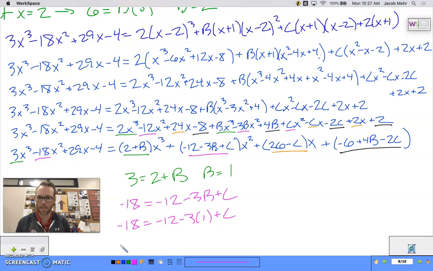And I think we can find c. Let's see, that'd be minus 15 plus c. So c is negative 3. And we found all 4 of our constants.